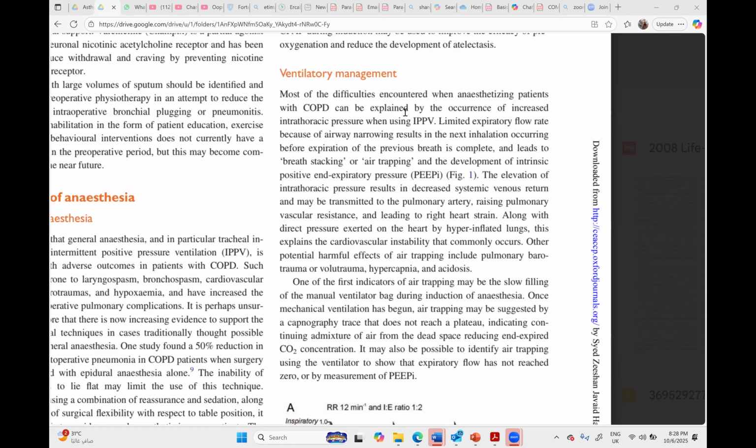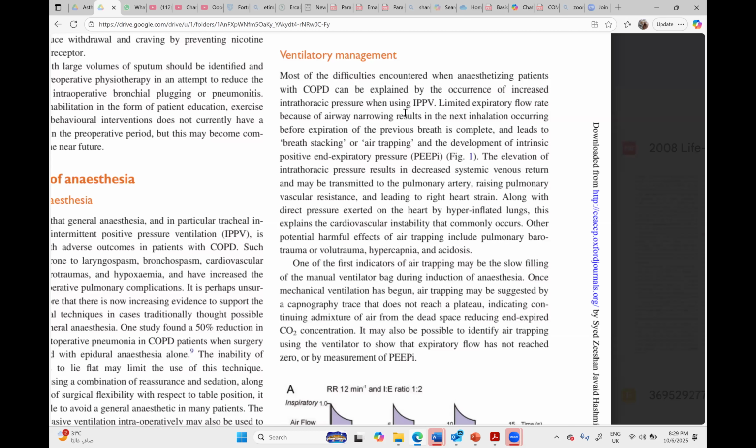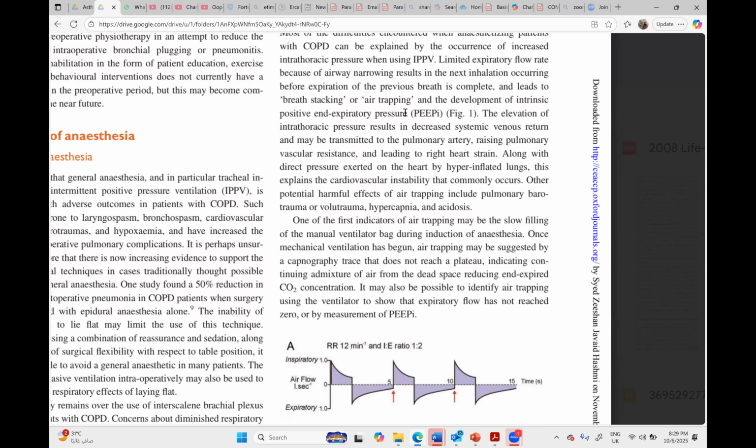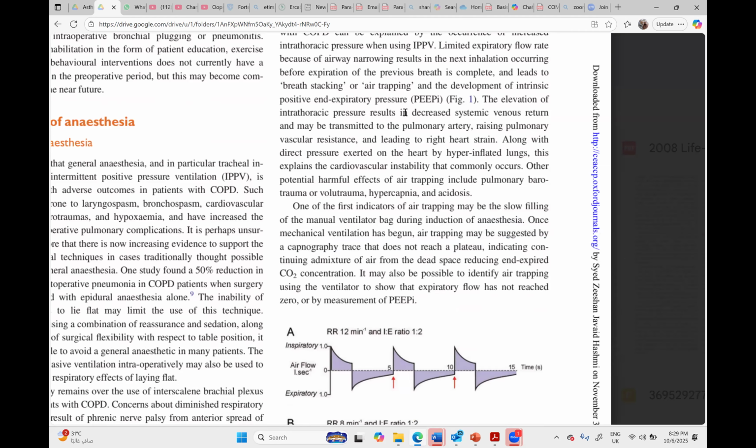The elevation of intrathoracic pressure results in decreased systemic venous return and may be transmitted to the pulmonary artery, raising pulmonary vascular resistance and leading to right heart strain, as we discussed. Along with direct pressure exerted on the heart by hyperinflated lungs, this explains the cardiovascular instability that commonly occurs. Other potential harmful effects of air trapping include pulmonary barotrauma, hypercapnia, and acidosis. One of the first indicators of air trapping may be slow filling of manual ventilator bags during induction of anesthesia.